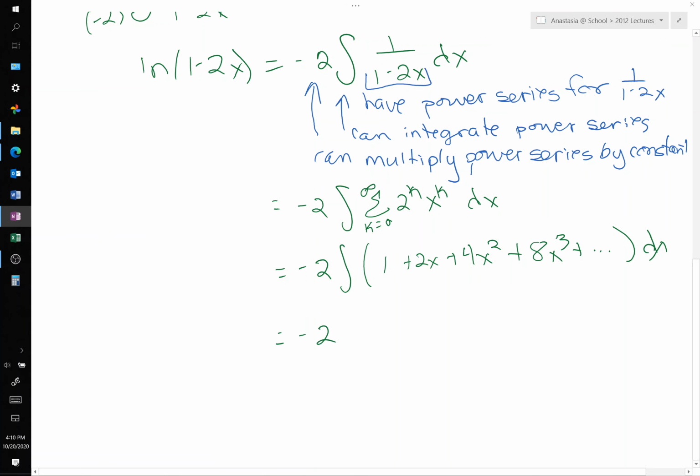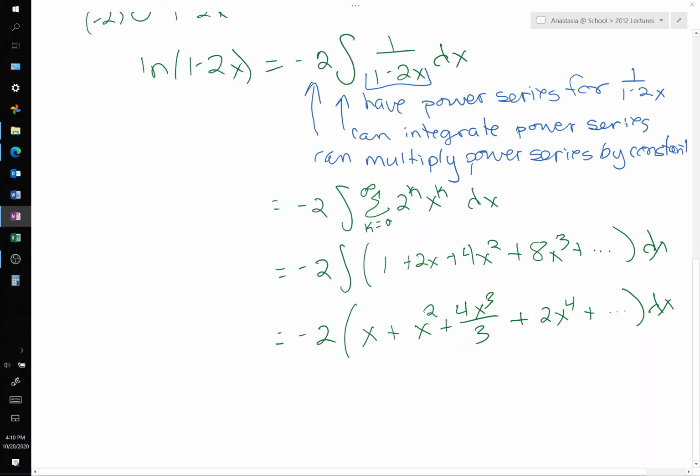So we'll have negative 2 times, if we integrate a 1 dx, we're going to get an x. If we integrate a 2x dx, we're going to get an x squared. If we integrate a 4x squared, we're going to get a 4x cubed over 3. If we integrate 8x cubed, we're going to get a 2x to the 4th. Plus so on and so forth.